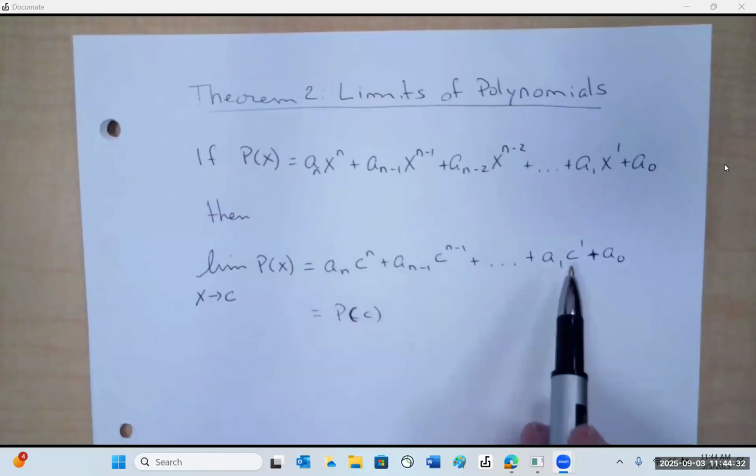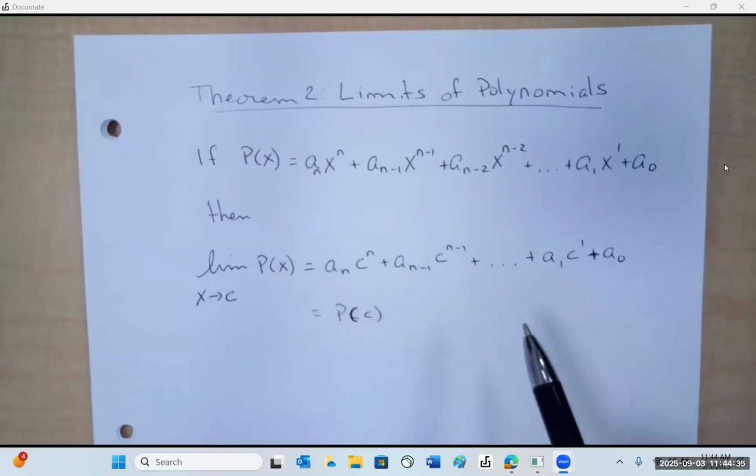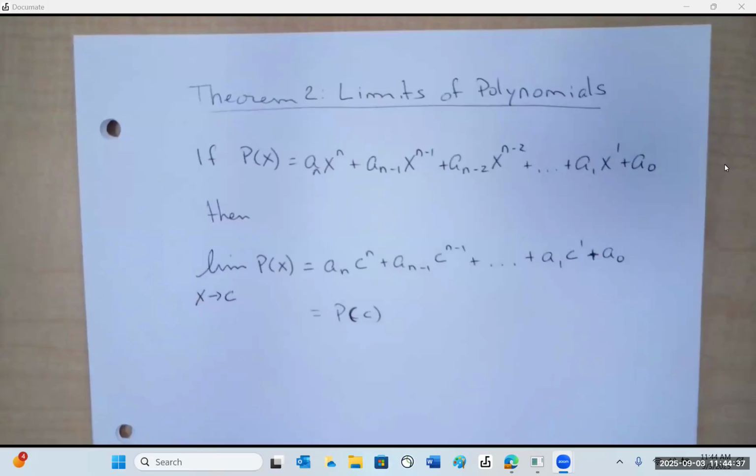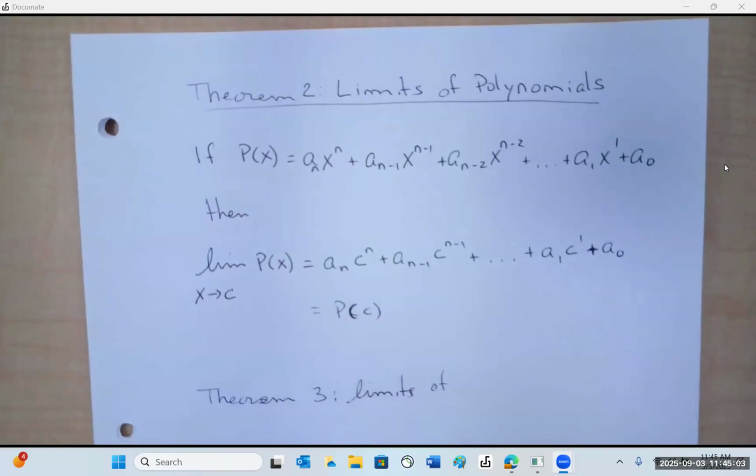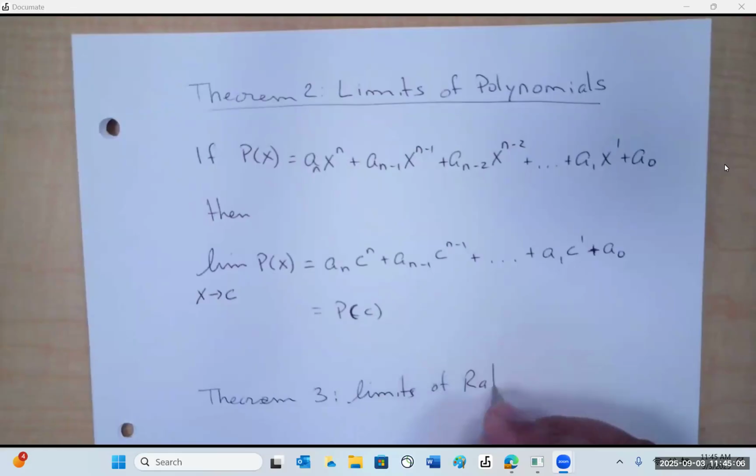And if you have a polynomial, it's not going to violate any rules, because what's the domain of a polynomial? All real numbers, negative infinity, positive infinity. So no matter what you put in there, it's going to work. Theorem 3. Limits of rational functions.